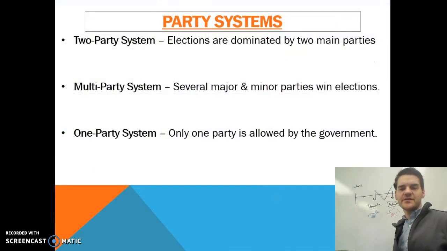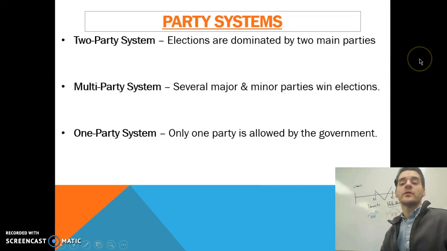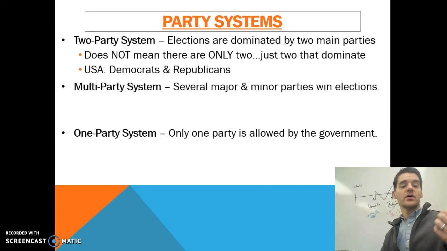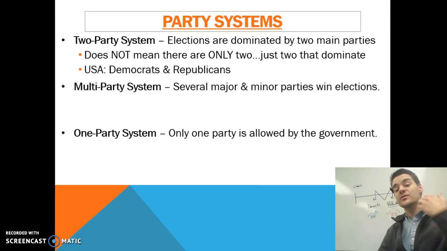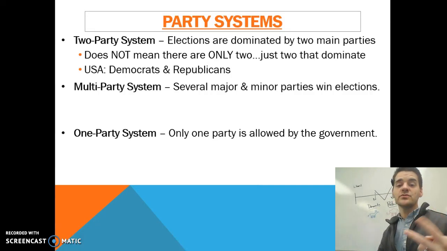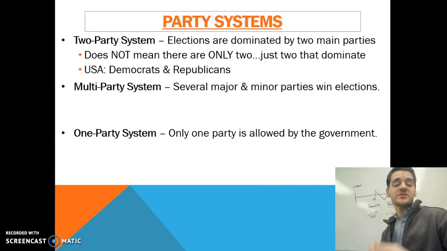We're going to transition out of that into what we call party systems. There's many different formats you can have for your government in a number of parties all around the world. So some countries have a system like ours, which we call a two-party system. What this means is simply that elections tend to be dominated by just two main parties. Now, this doesn't mean there are only two, but it's just that there are two that tend to win every time. So in the United States, obviously, that's your Democrats and your Republicans. So we are considered a two-party system.